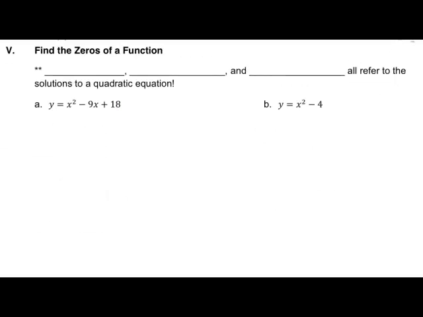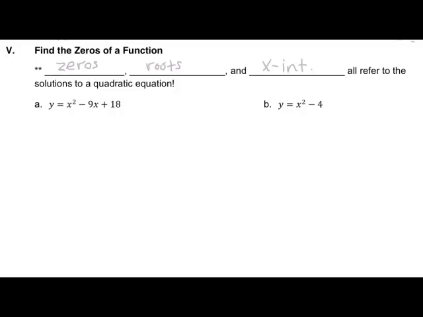In the last part, we're finding the zeros of a function. Again, zeros, roots, and x-intercepts all refer to the solutions to a quadratic equation. So if it asks for the zeros, the roots, or the x-intercepts, you're always solving the quadratic equation.